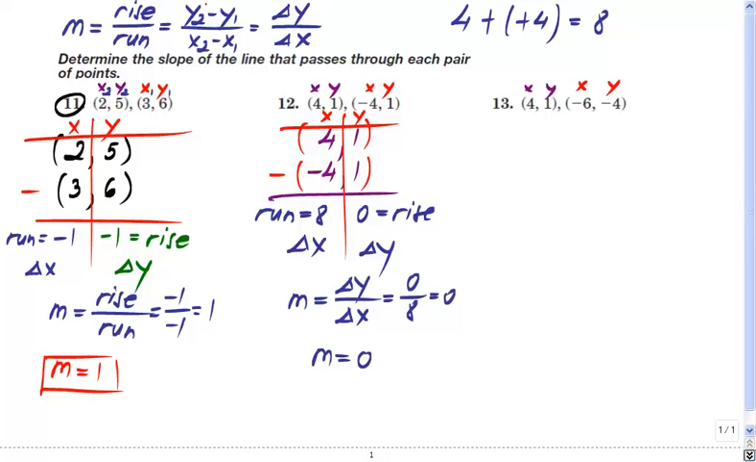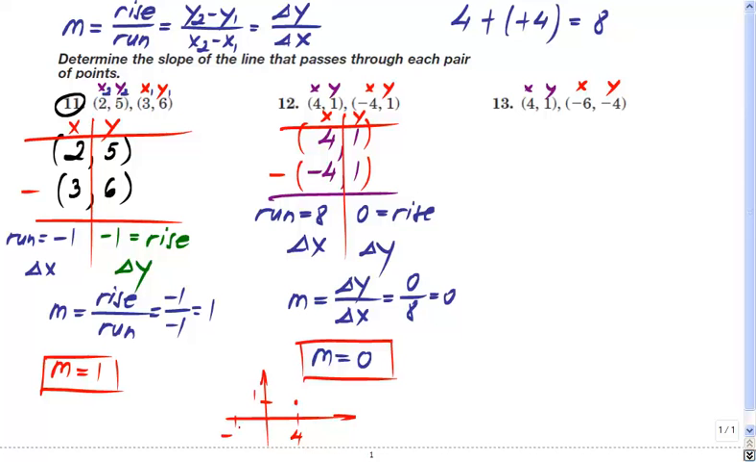M equals 0. Which means what? You have no slope, right? As you notice, if you will have these points on the coordinate system, (4, 1), supposedly 4 is here, and 1 is over there, right? That will be your first point. And the other one is (-4, 1).